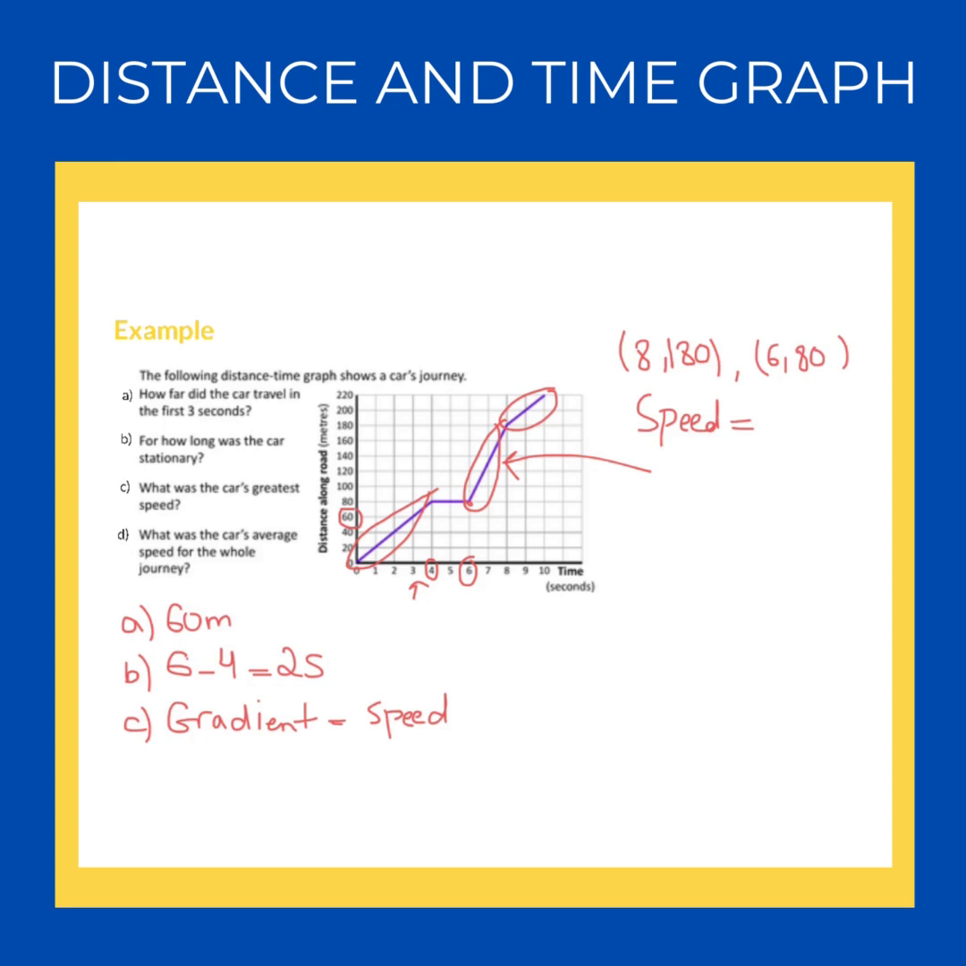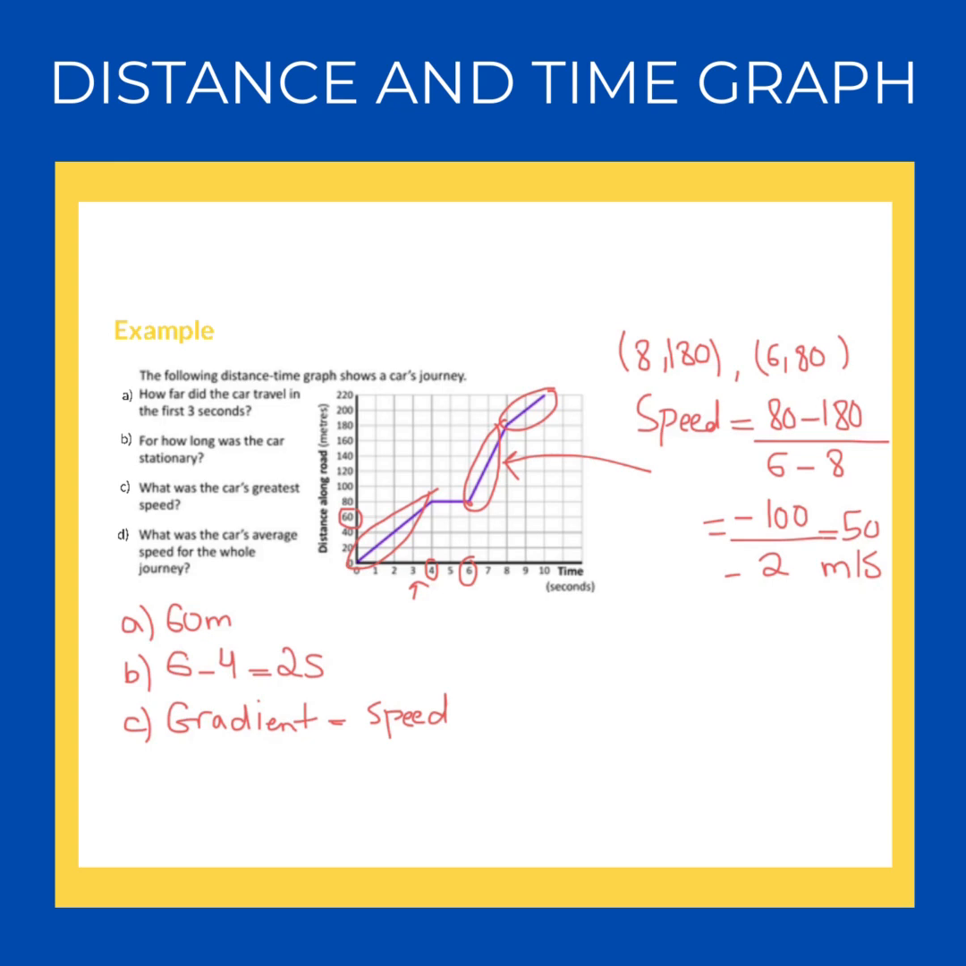So let's find the gradient. y2 minus y1 is basically 80 minus 180 over x2 minus x1, which is 6 minus 8. So 80 minus 180 is negative 100 over 6 minus 8. It's not 6 minus 2, it's 6 minus 8, which is negative 2. So negative 100 over negative 2 is equal to 50 meters per second. So that was the greatest speed.